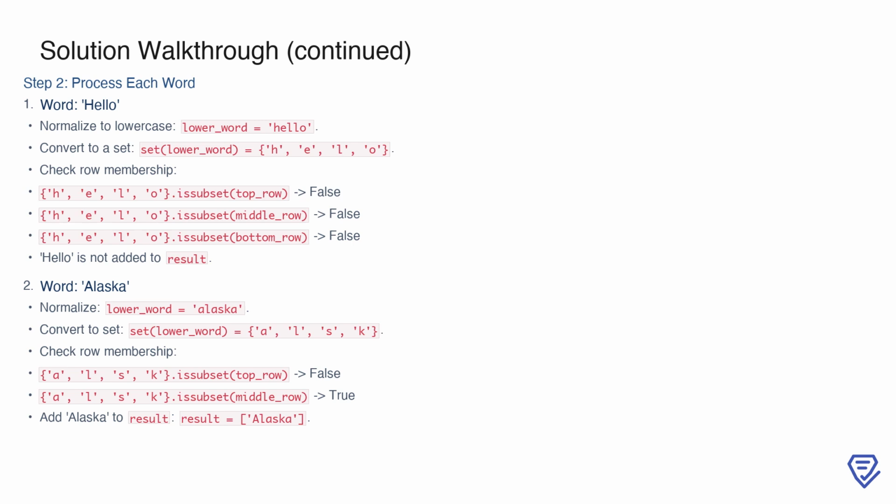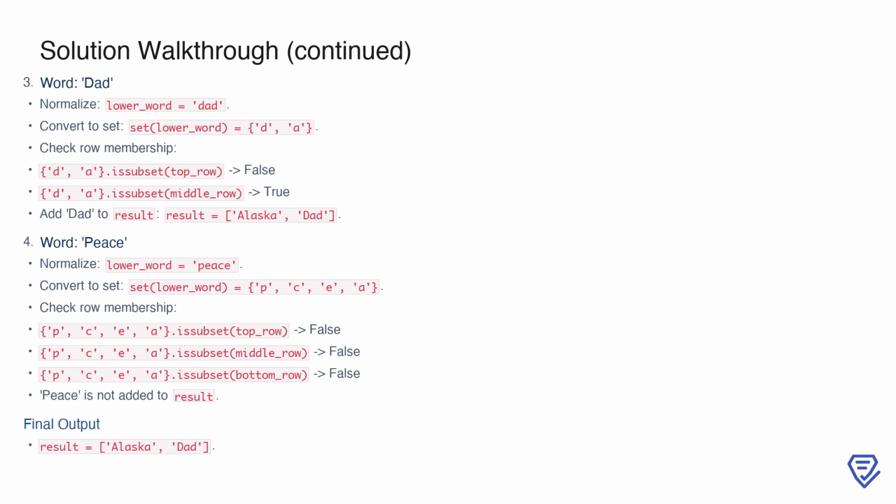Moving to the next word, Alaska, we normalize it to alaska and convert it to a set, yielding A, L, S, K. Checking the rows, the top row test returns false, but the middle row test returns true, meaning all letters of Alaska are in the middle row. Therefore, Alaska is added to the result list, which now contains Alaska.